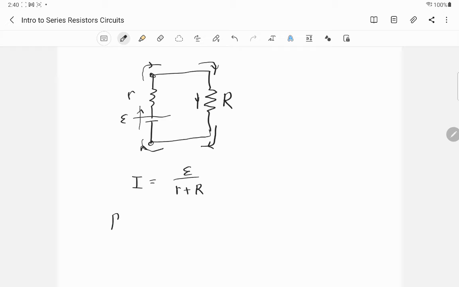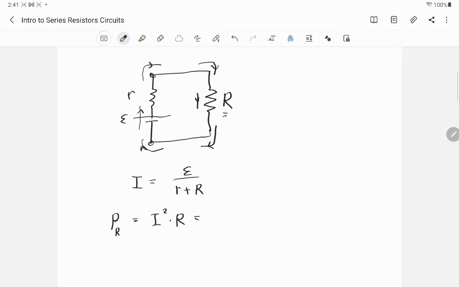What if I wanted to study the power dissipated by the load, or the power used at the load? How powerful is the energetic thing happening at the load. The way you calculate that is you take the current flowing through it, which is called I, you square it and multiply by the resistance of the load, right? That's how you calculate power.